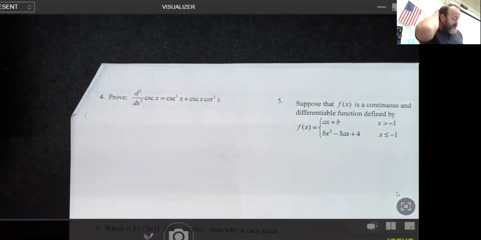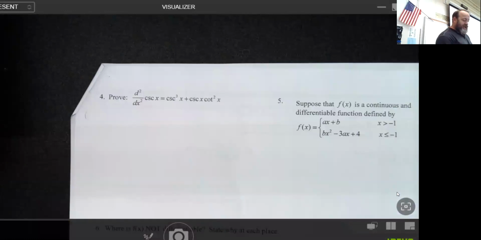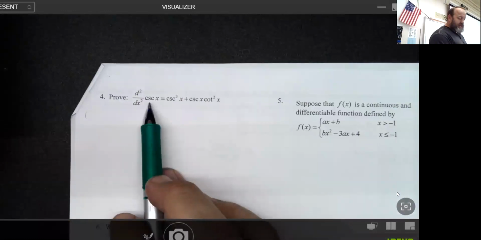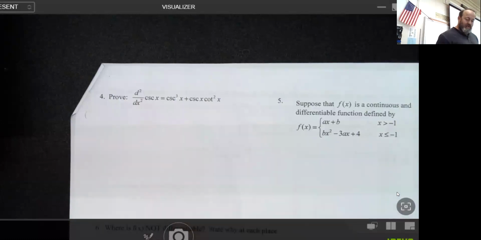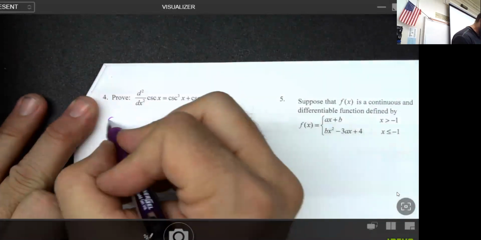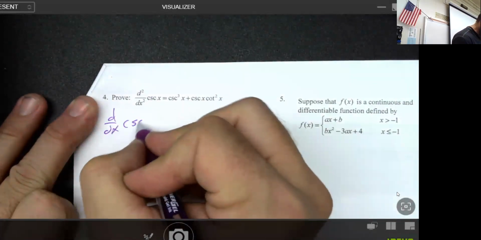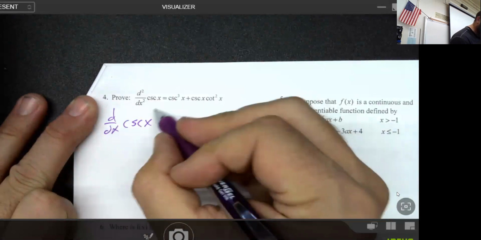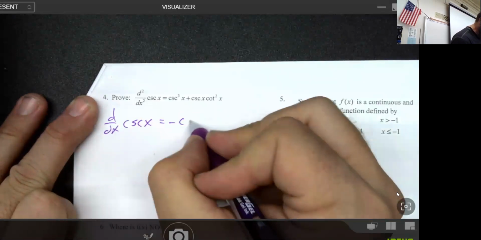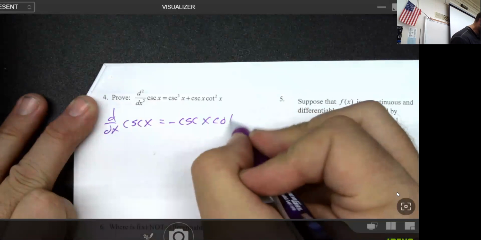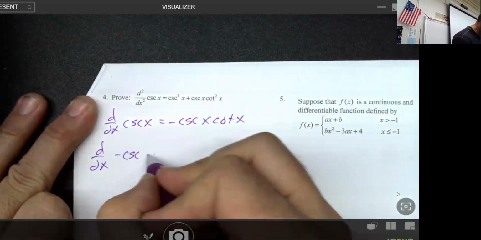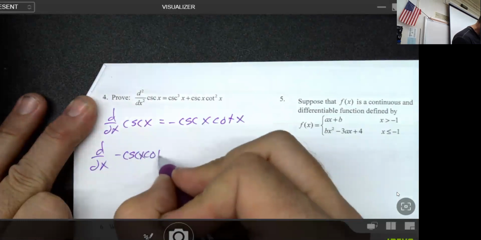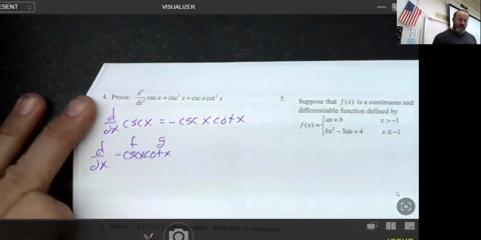Number 4, it is the proof that the second derivative of the cosecant is cosecant cubed plus cosecant x cotangent squared. So here we go. If we take the derivative of the cosecant of x, this is a memorized fact that the derivative of cosecant is negative cosecant cotangent. So if we are now going to take the derivative of cosecant cotangent, remember we're going to think of that as an f times a g.